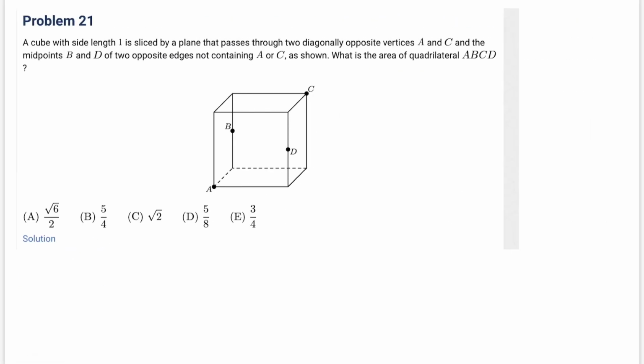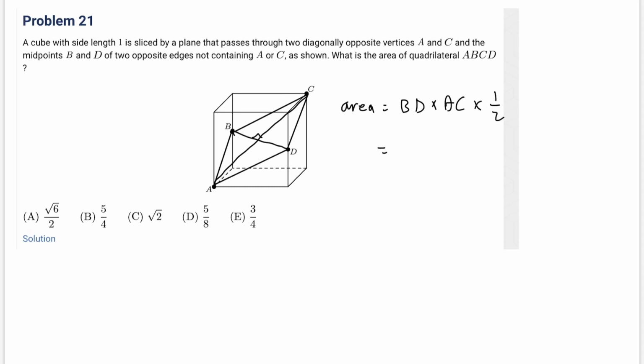Problem 21. A cube with side length 1 is sliced by a plane that passes through two diagonally opposite vertices A and C and the midpoints B and D of two opposite edges not containing A or C, as shown. So the area that we're trying to get would be the area of this here. And so what we need is this length and this length, right? Because the area of quadrilateral ABCD would be BD times AC times 1/2, since this is a right angle.